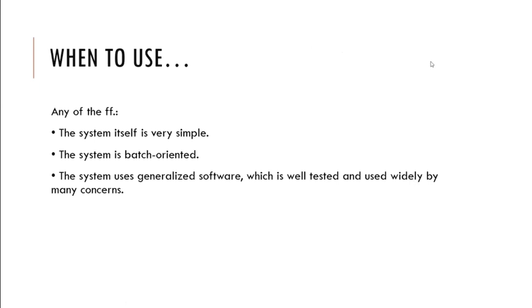So when to use this approach? When to use black box approach? If any of the following is present: the system itself is very simple; the system is batch-oriented; and the system uses generalized software which is well-tested and used widely by many companies. So for example, if this software is well-tested, then we need not examine its processing function. What we need to examine is only the input and the output. We need not look at the processing function.